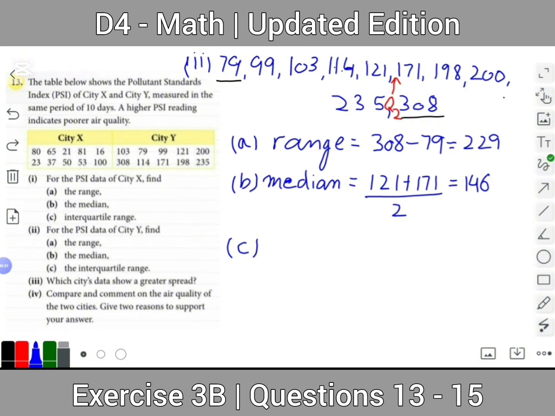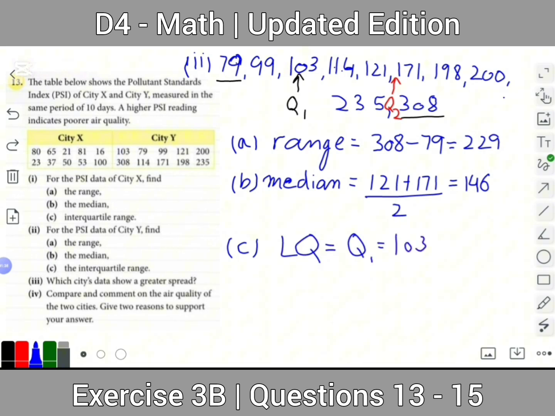So since we can see that the median divides the dataset values into two equal parts, so the 5 values on the left side of the data and 5 values on the right side of the median. So the middle value of the 5 values on the left side of the median is 103, and that is the lower quartile Q1. So the value of the lower quartile Q1 is equal to 103.